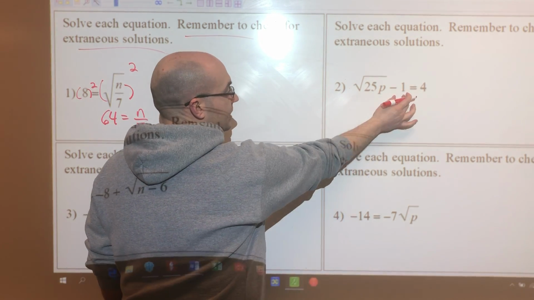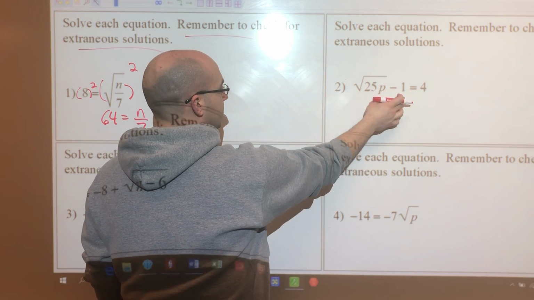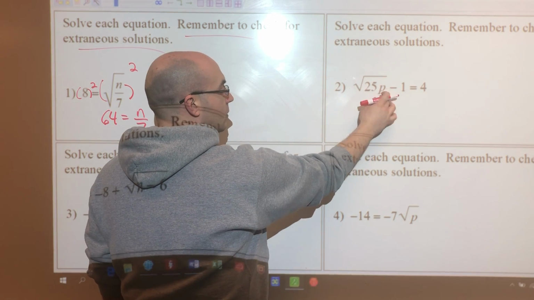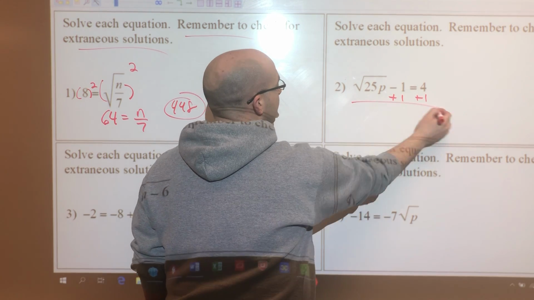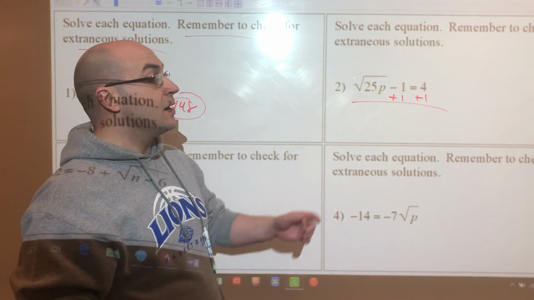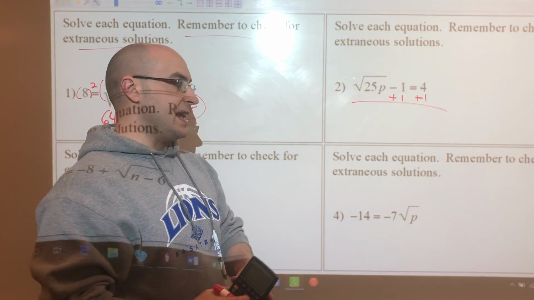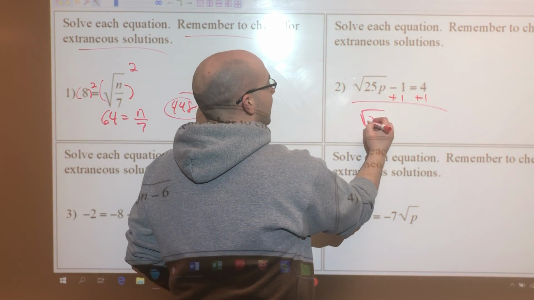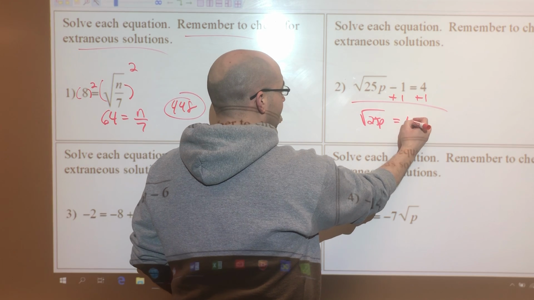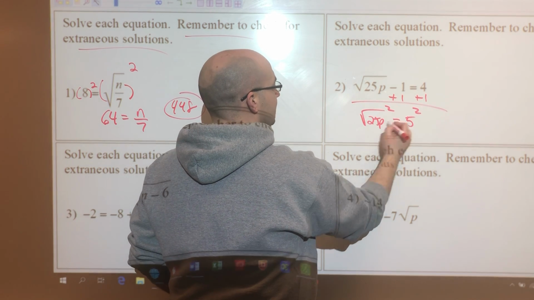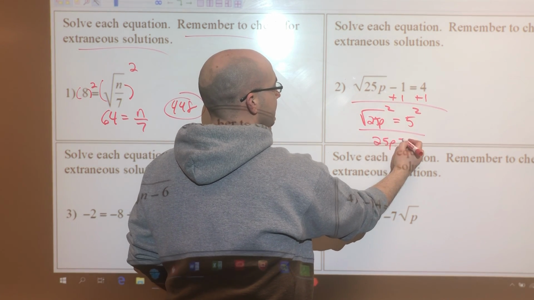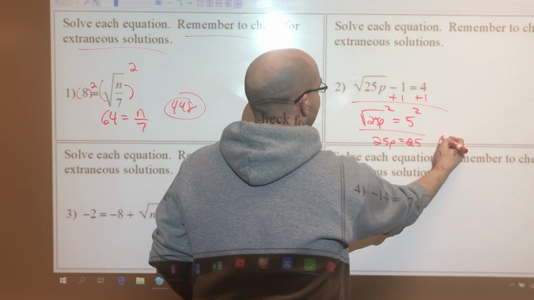When I have something additional, whether it's an integer or a fraction, on the same side as the part that I want to square, remember you have to get rid of it. Okay? I cannot square both sides here because I'd be squaring this to get rid of that, but I can't square that. They're not exactly like, so I can't do that. So I'll have the square root of 25p equals 5. When I square both sides, I'll get 25p equals 25, and p equals 1.